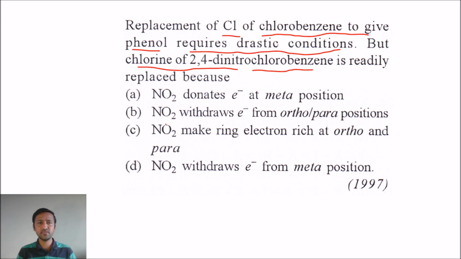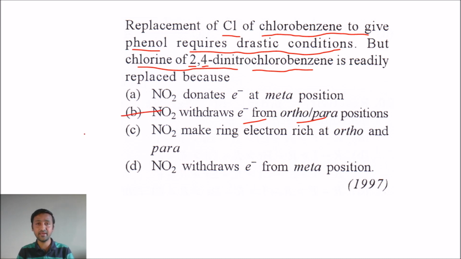Right, so you can see here the answer directly, you can select here now. As you can see, 2,4-dinitro has 2 electron withdrawing groups, right? And placed in 2 means ortho position, 4 means para position. So what it does, it withdraws electrons and further increases the reactivity of haloarenes, right? So the right answer for this question is NO2 withdraws electron from ortho and para positions.